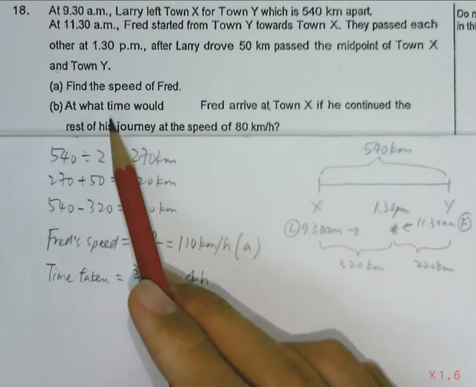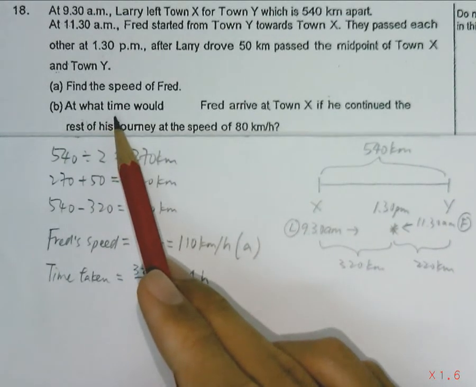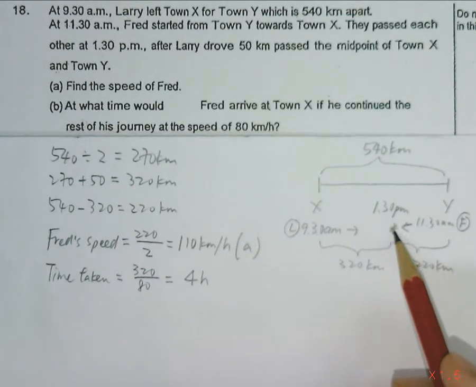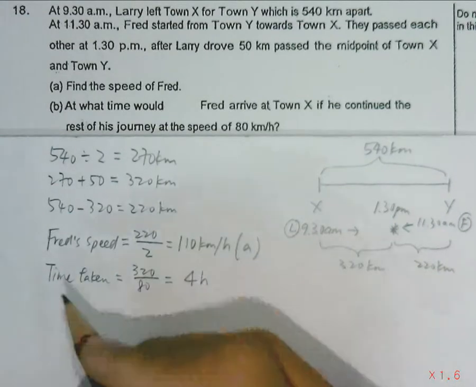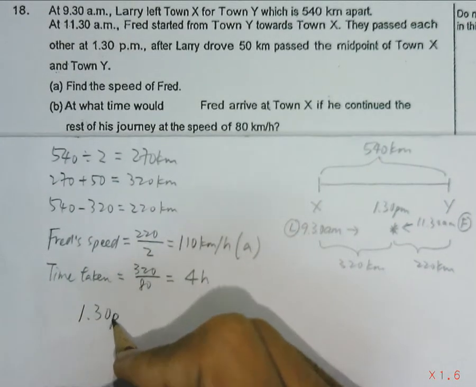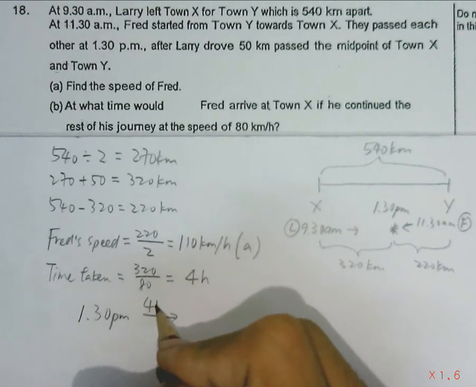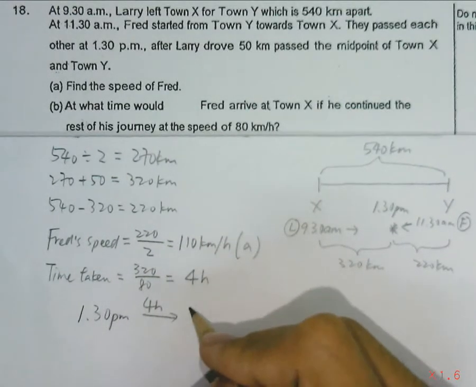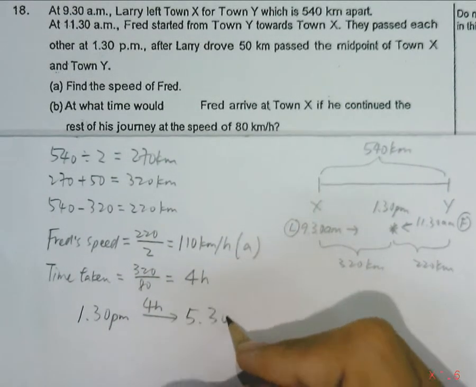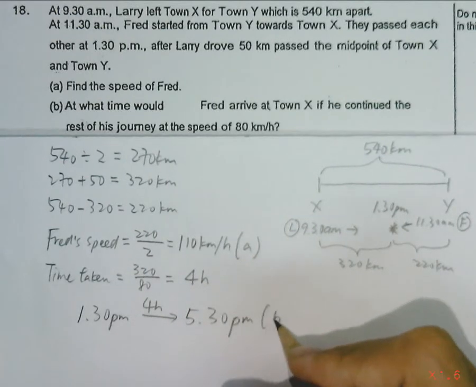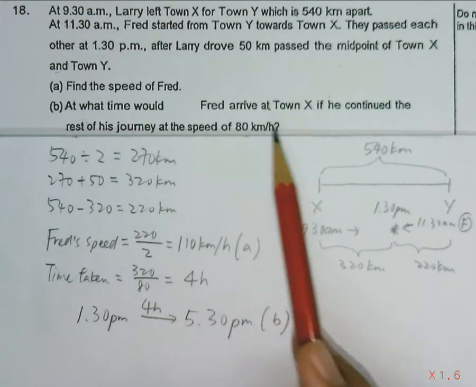Since the question asks for what time it will be, since it's 1:30 p.m. at here, 4 hours later, it's going to be 1:30 p.m. plus 4 hours. After 4 hours, it will be 5:30 p.m. And this will be the answer for part B, the time when Fred arrived at town X.